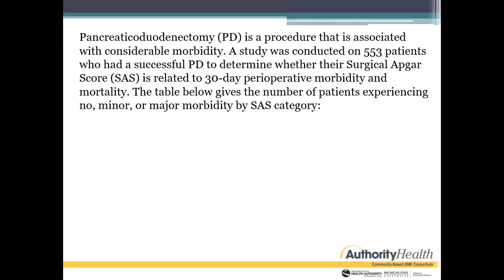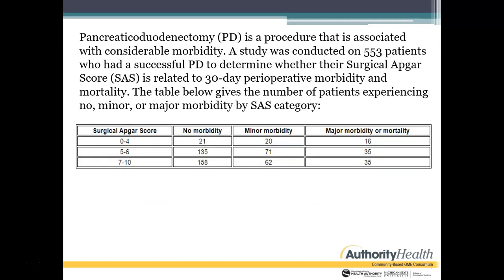All right, I'm going to try to read these big words. Pancreaticoduodenectomy, that might not have been right, is a procedure that is associated with considerable morbidity. A study was conducted on 553 patients who had a successful PD to determine whether their surgical APGAR score is related to 30-day perioperative morbidity and mortality. The table below gives the number of patients experiencing no, minor, or major morbidity by SAS category. All right, so we have 3 categories of surgical APGAR scores: 0 to 4, 5 to 6, 7 to 10, and no morbidity, minor morbidity, or major morbidity or mortality.